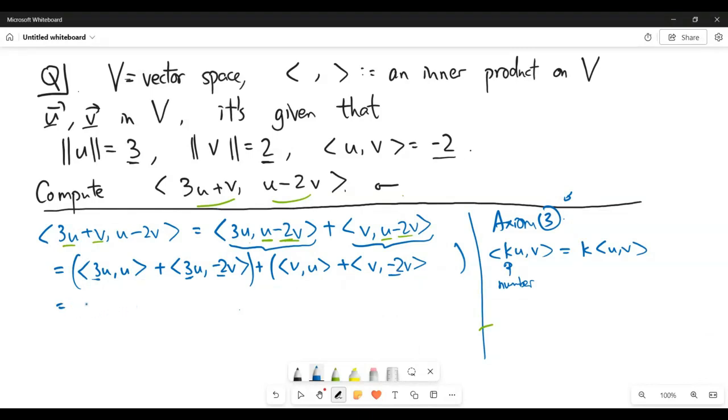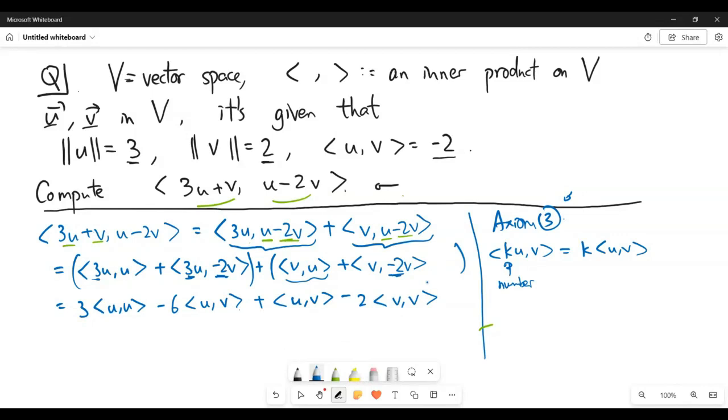Now, for the first term, it becomes this one. And for the second term, both scalars can be pulled out, so it becomes minus 6 in front. And for this one, we can use axiom 1 to make it look like the inner product of U, V plus. Once again, when you pull out the scalar, which is negative, we can just use minus 2, V, V. I hope you get my point here.